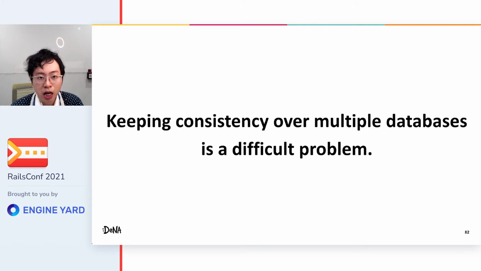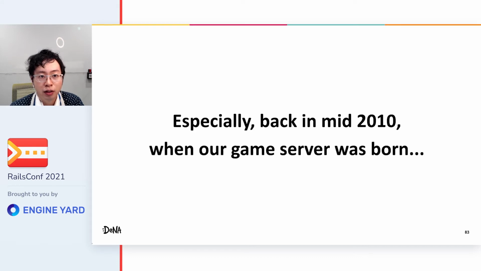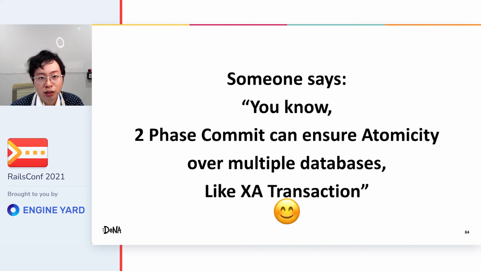Keeping consistency over multiple databases is a difficult problem, especially back in the mid-2010s when our game server was born. Someone says two-phase commit can ensure atomicity over multiple databases, like XA transaction.